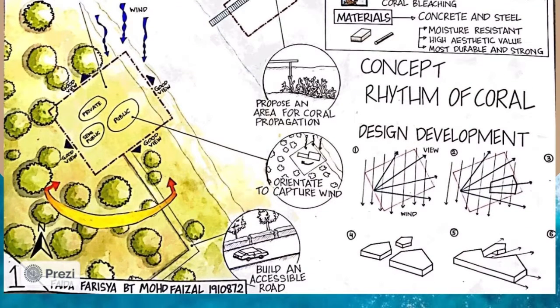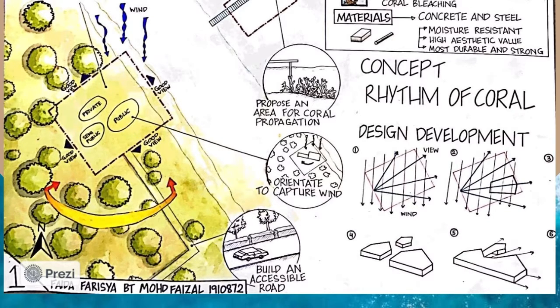Next, from the wind direction that came from the north, it is the best decision to orientate the building facing the north to have a good ventilation. And the last part is build an accessible road to ease the user to enter the place. After that, my design concept.